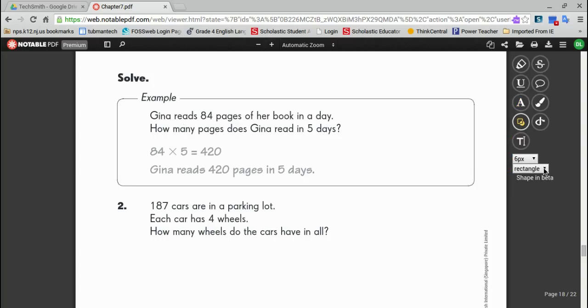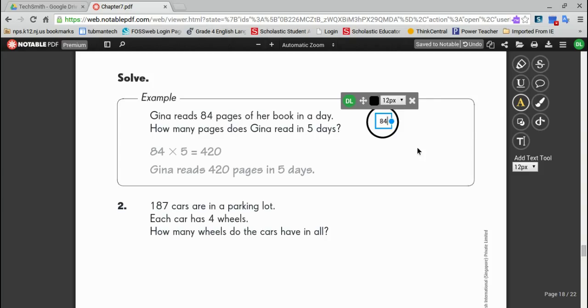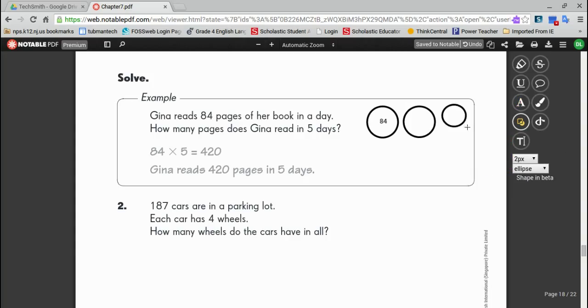So like always, I like to draw pictures. And let's draw some pictures right now. So she reads 84 pages of her book in a day. So here's my first day, and I read 84. So in here I'm going to put 84. How many pages does Gina read in 5 days? So that's day 1. I need 5 days. So day 2, day 3, day 4, and day 5. And in each one of them, I read 84 pages. So every day I read 84 pages.